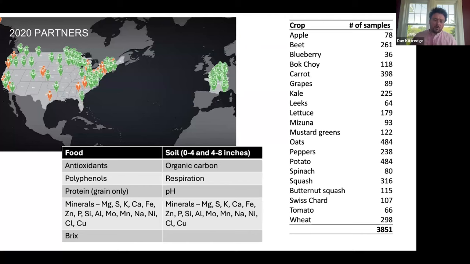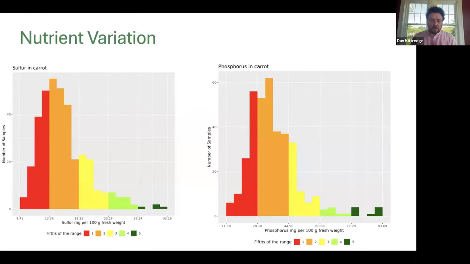So you can see here on the bottom left, you can see the food. So these are the nutrients that were being assessed in the food we were looking at: antioxidants, polyphenols, protein, the minerals, magnesium, sulfur, potassium, calcium, et cetera, brix. And on the soil there, at 0 to 10 centimeters or 0 to 4 inches and 4 to 8, we're looking at organic carbon, soil respiration, pH, and all those minerals. So that gives you an outline of the things that we were looking at as part of this process. And now we'll move forward to the next slide and start looking at results.